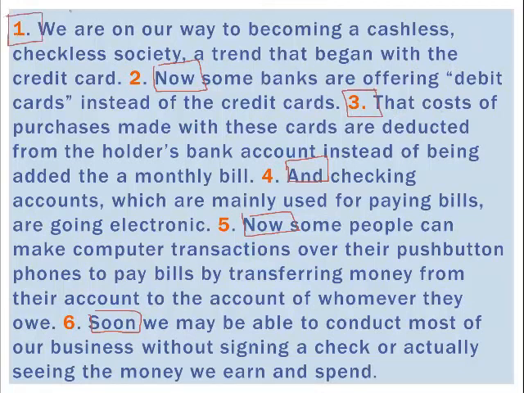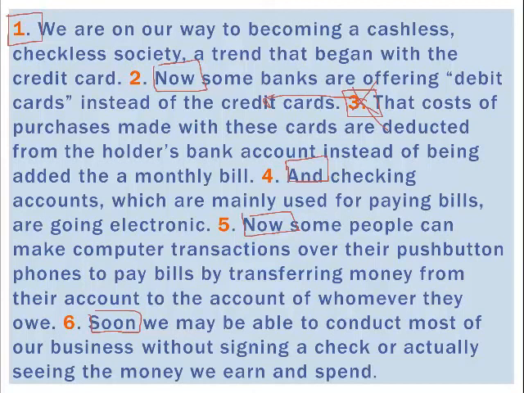So we are on our way to becoming a cashless, checkless society, a trend that began with the credit card. Does it tell us that we don't use cash and we don't use checks? Number 2 seems to say so because we can use debit cards. And it looks like number 3 cannot be the main idea because this supports this. It tells us what debit cards are. It's saying the cost of purchases made with these cards are deducted from the holder's bank account. So this definitely relates to and explains this. It's not even a major detail. It's a minor detail right here. So this can't be our main idea.